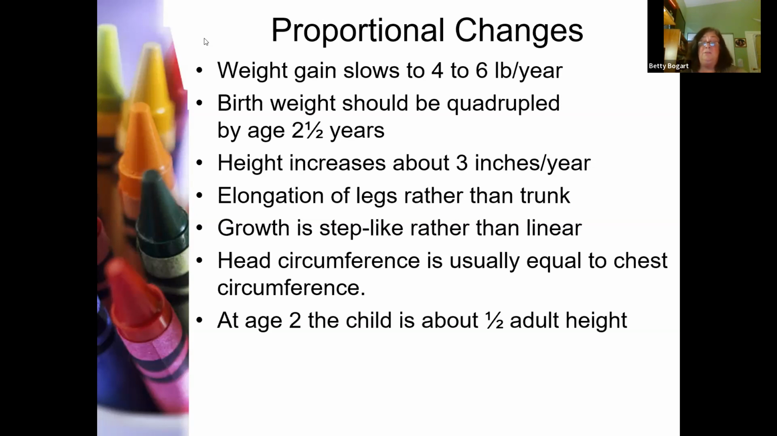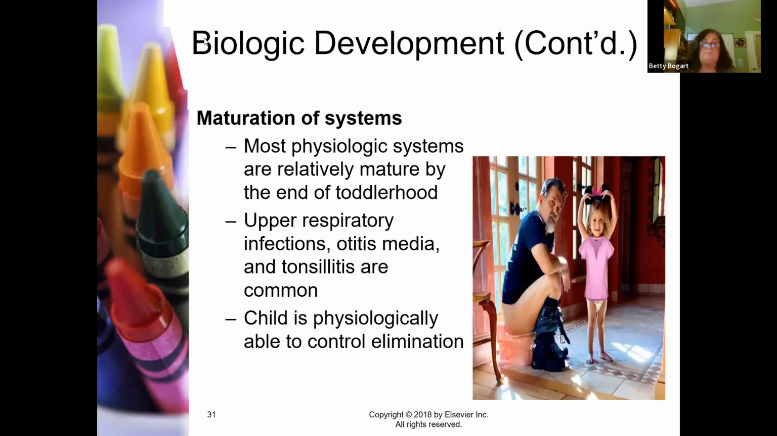And at age 2, you realize that the infant is probably about 1/2 of their adult height. So double it is about how tall they're going to be. Their body systems get more and more mature. Their heart rate comes down. Their blood pressures are going up a little bit, almost into the normal, like we call the adults, but still lower than the adults, but pretty close.